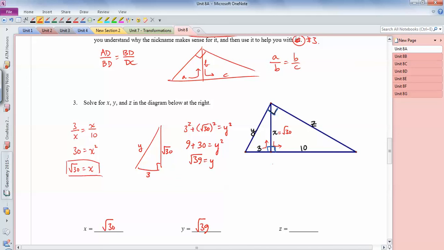And then z, we can do the same sort of thing on this triangle. This is 10, this is root 30, this is z. So we got root 30 squared plus 10 squared equals z squared. Root 30 squared is 30, 10 squared is 100, equals z squared. So we're going to get 130, and then we got to take the square root. So this is root 130.